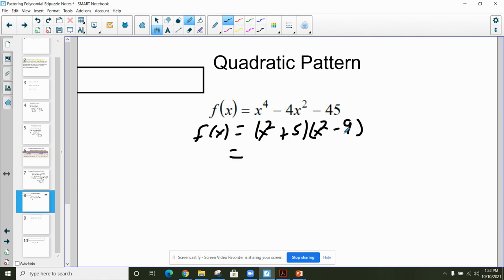Okay, so since I'm asking you to factor this completely, I'm not done yet because x squared minus 9, right, is the difference of 2 squares. So I can keep going here. So x squared plus 5, and then the x squared minus 9 factors to x plus 3, x minus 3. And now I have factored it completely.